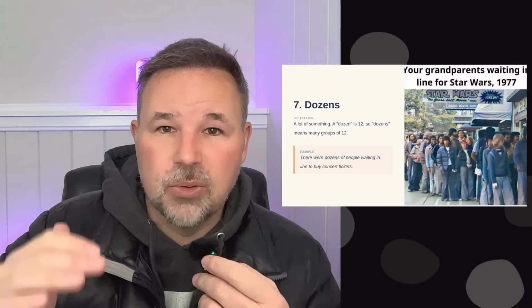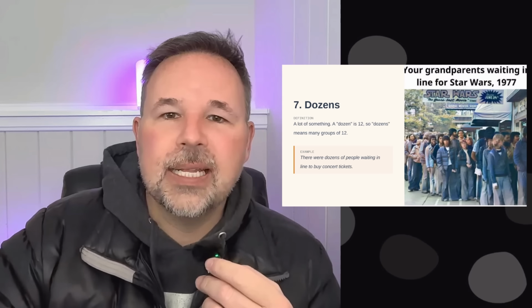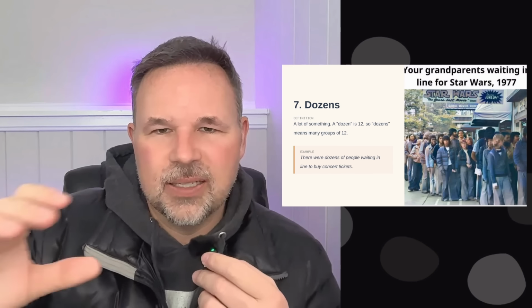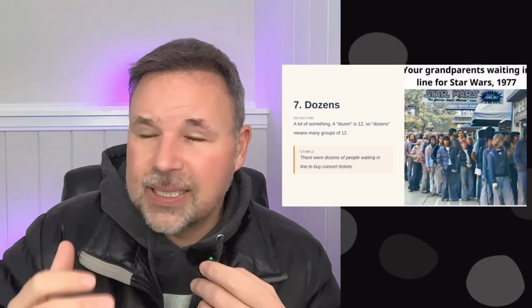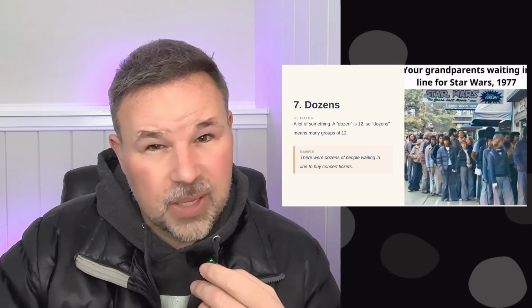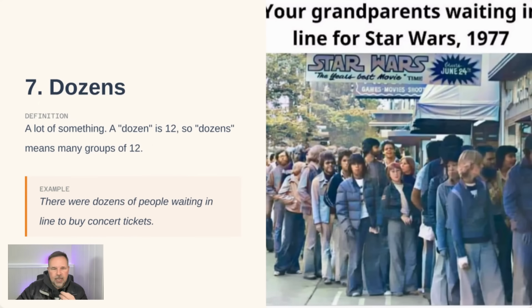I'm sure she was a native Arabic speaker, but she kept saying tens of people, tens of this, tens of that. In American English, we don't usually say tens of something, even though it makes sense. You might hear dozens instead. So let's get the official definition for dozens: a lot of something. A dozen is 12. So dozens means many groups of 12.